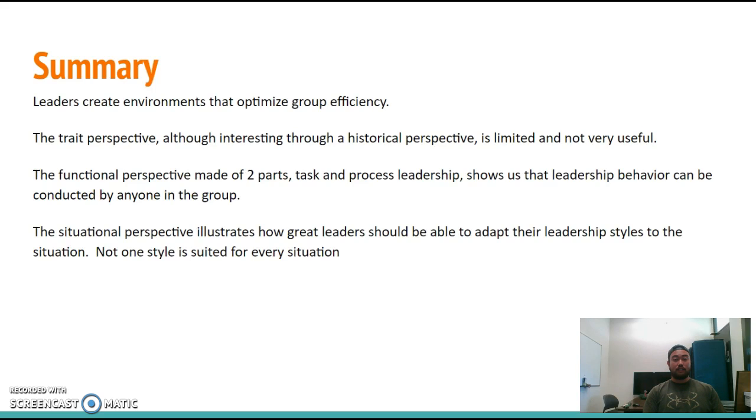And lastly, the situational perspective illustrates how great leaders should be able to adapt their leadership style, whether it be democratic, authoritarian, or laissez-faire, to the situation itself. And always, always, always remember to keep in mind that not one style is suited for every situation.